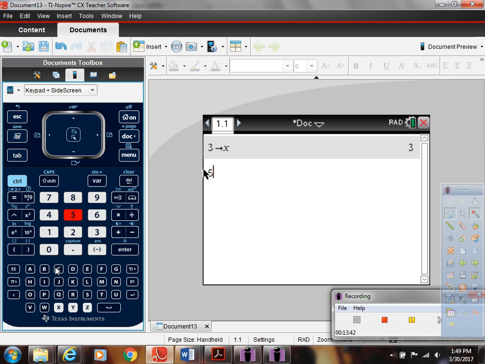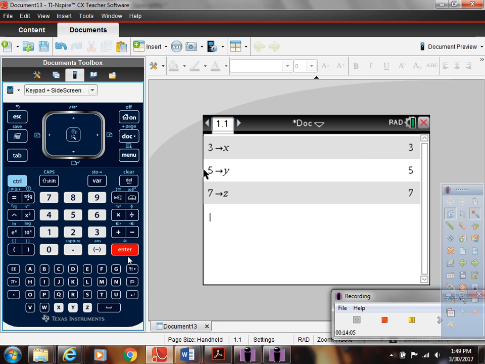5, let's do 5 next. We're going to store it for Y. So Control store, and then Y. Enter. Let's use 7. Please do this with me. I see some of you not doing this. I'm here trying to help you. You need to help yourself, though, at some point. Paul, where's your calculator? Okay. So 7, and then Control store, and plug it in for Z.